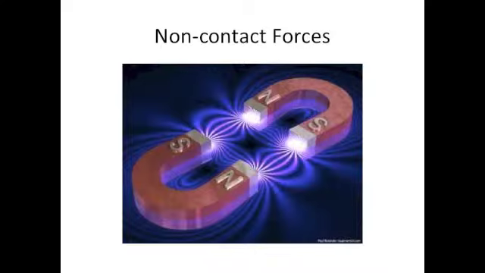Magnets are a great example of a non-contact force. Each magnet has a north and south pole. Whenever you put the north poles together, they will push apart. Same with the south poles. However, if you put the opposite poles together, they will pull together.